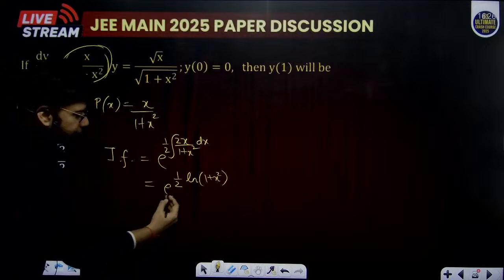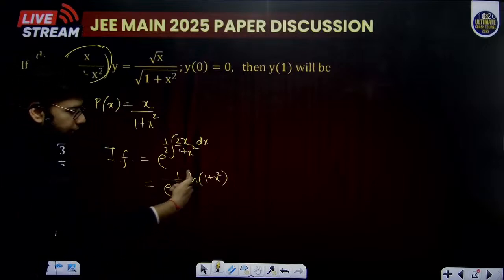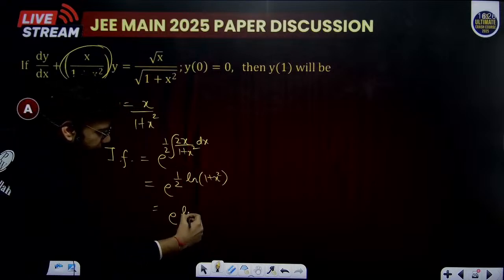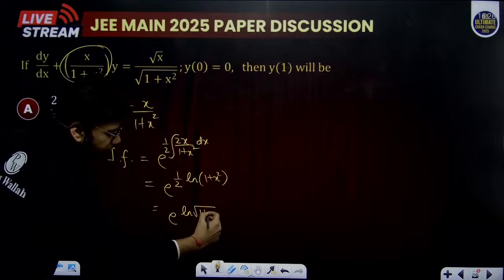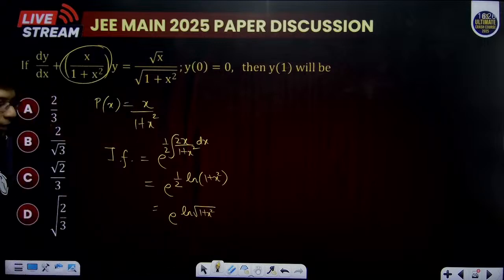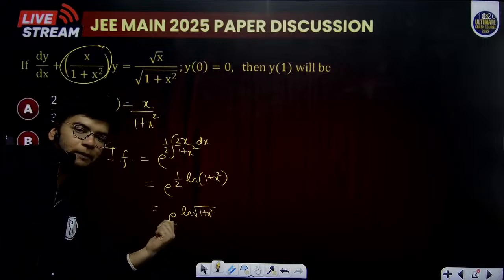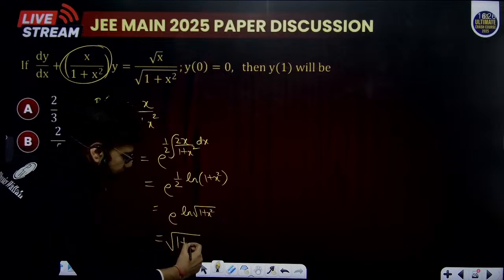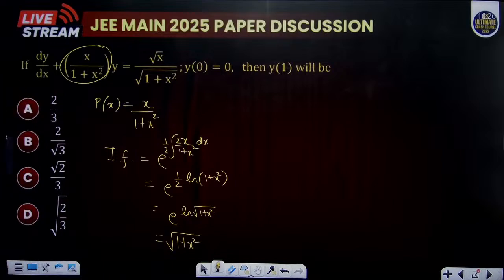Also, I can write it like this: this is half, so I can take it upside. This will become e raised to the power ln of under root of 1 plus x square. E and ln, you can swap. Ln e will become 1. Integrating factor will come out as under root of 1 plus x square.